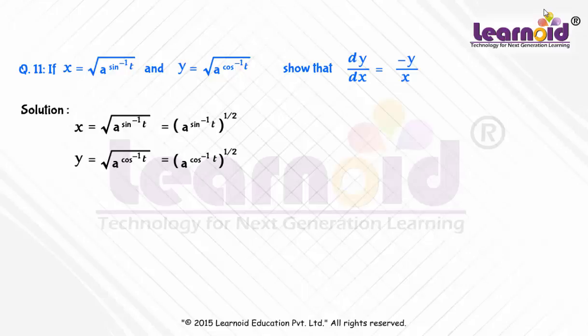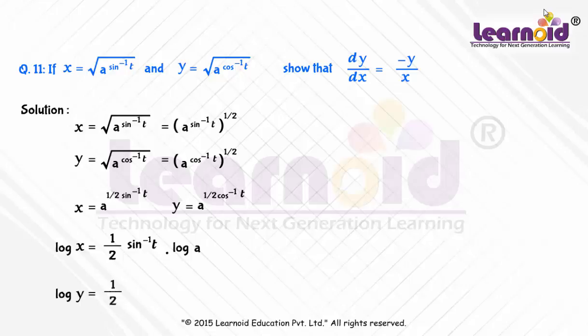We can write them as x is equal to a raised to the power 1 by 2 sine inverse t and y is equal to a raised to the power 1 by 2 cos inverse t. Before finding derivatives, we will take logarithm on both sides. Log x is equal to 1 by 2 sine inverse t into log a. Log y is equal to 1 by 2 cos inverse t log a.